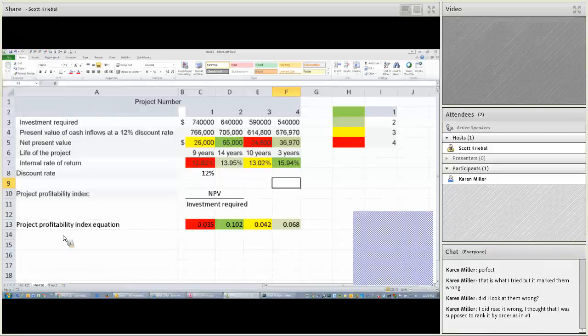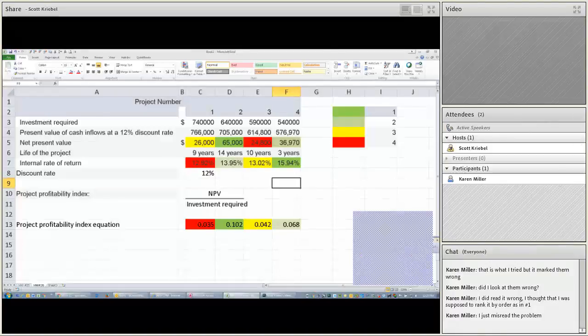Yes, I did read it wrong. I thought I was supposed to rank it by order as a number 1. No, so number 1, you're just calculating the profitability index. That's not a ranking. Are you talking number 1, part 1 of question 6? Because that's not a ranking. That's just a calculation. So I apologize. Yeah, that's okay. Fortunately you haven't submitted it yet, so you have an opportunity to fix it, and you should be good to go.